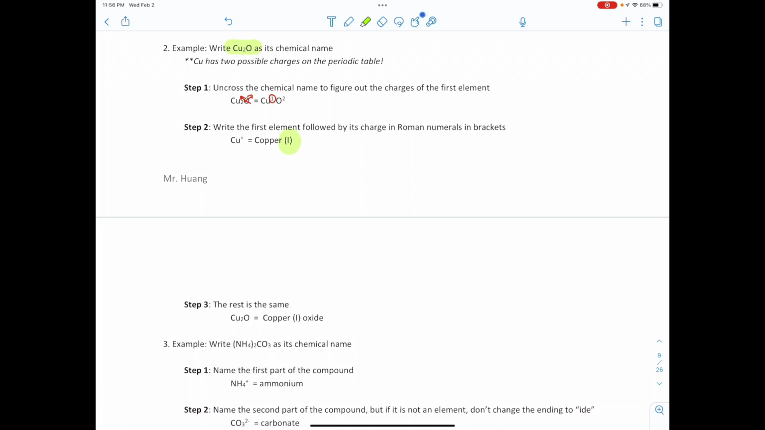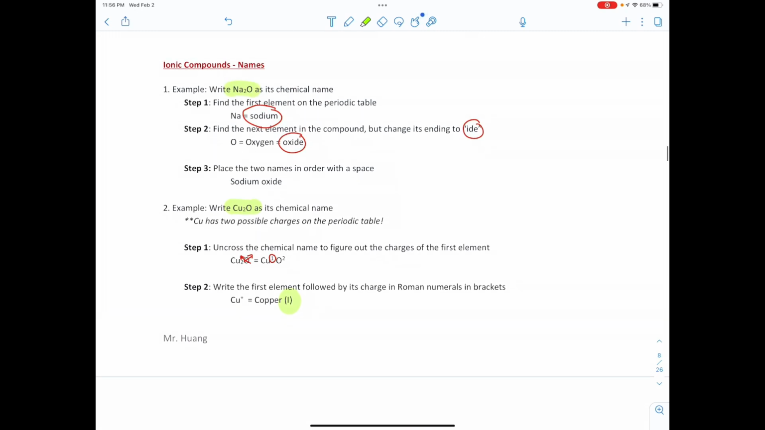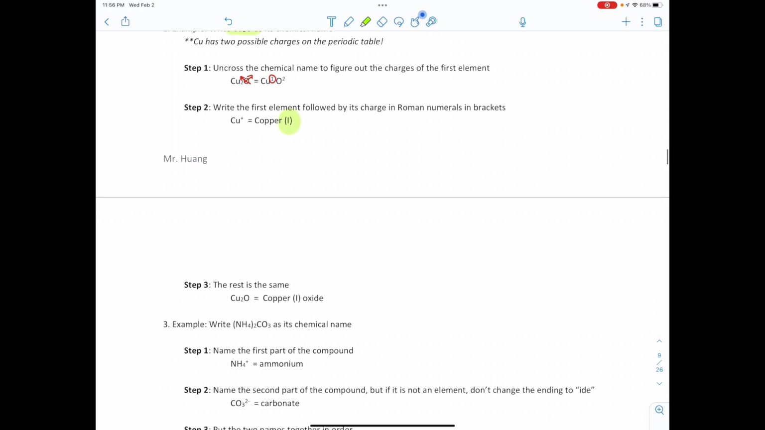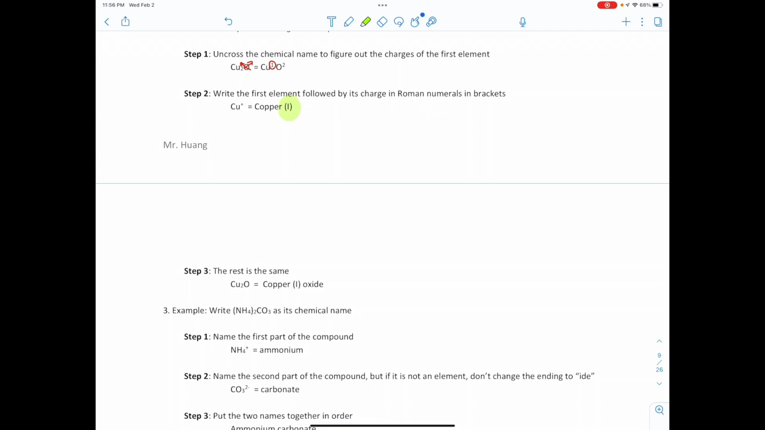Okay, so once again, the Roman numerals, we only use them if the element has more than 1 charge. So if I go back to the previous example here for sodium, we're not using any Roman numerals because for sodium, there's only 1 possible charge, the +1. Okay, copper and other elements like gold, cobalt, iron, they have multiple charges on the periodic table, and so that's why we need to use the Roman numerals to show which kind of charge it's going to be. Okay, so we have copper 1, and the rest is the same.